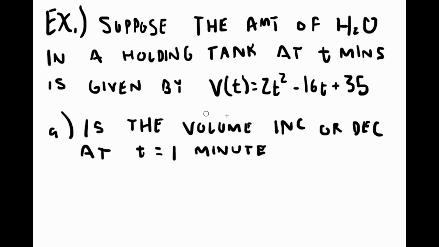the first thing that we're going to want to find is our derivative function. So we have V of t. We want to find V prime of t. But more importantly, we want to find V prime of a, or in this case, 1.